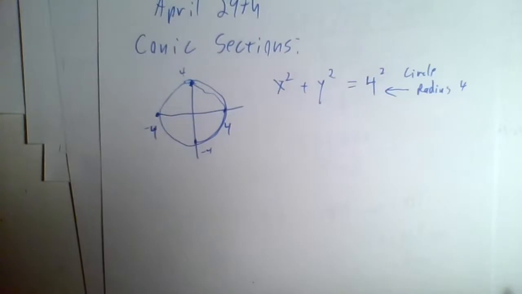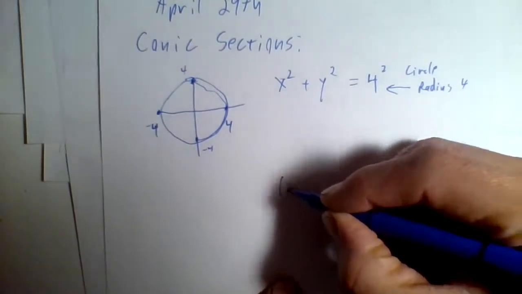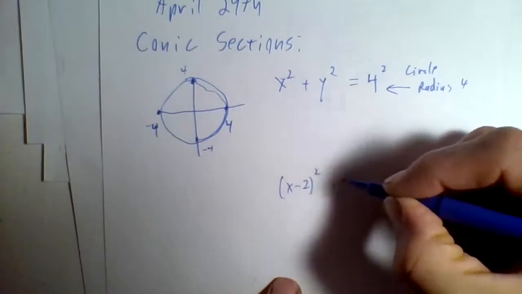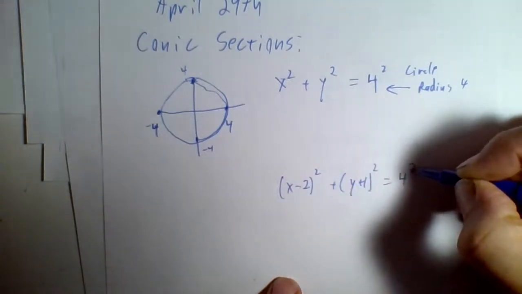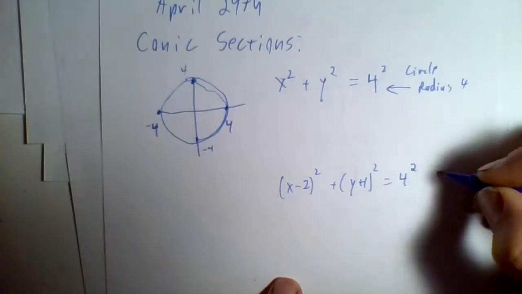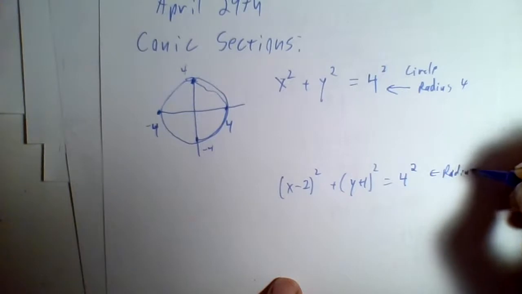Let me get the shift in there. So what if we do instead, we'll keep radius 4. So still a circle of radius 4.